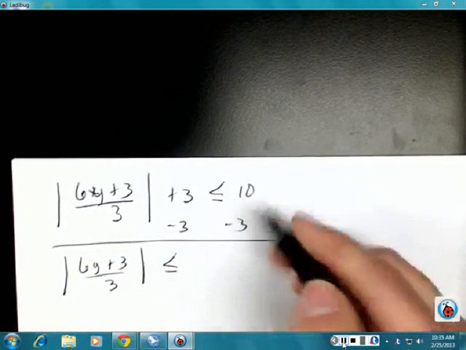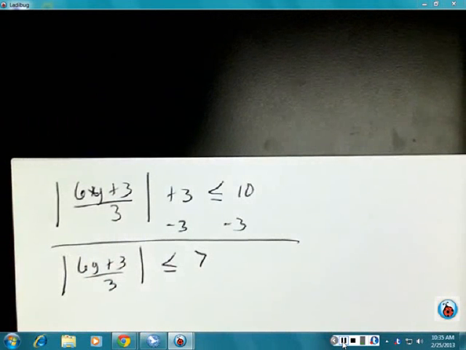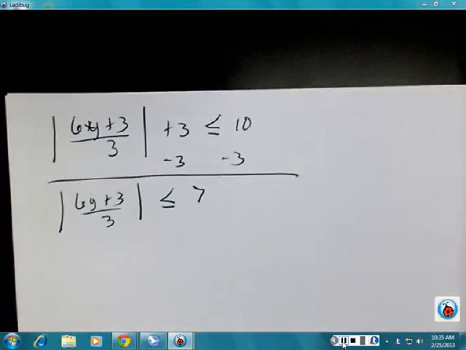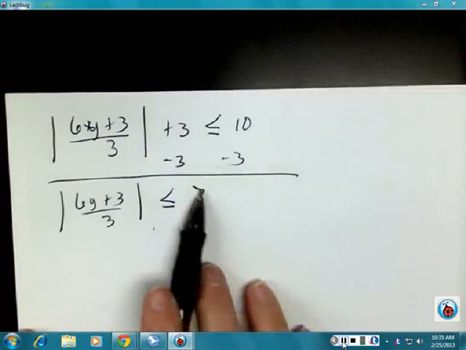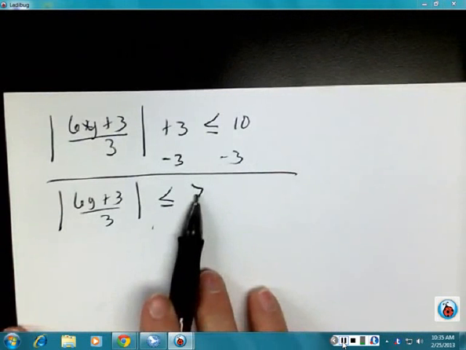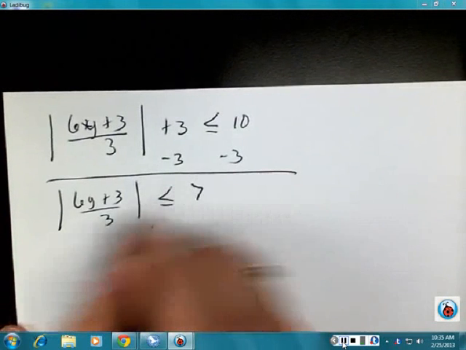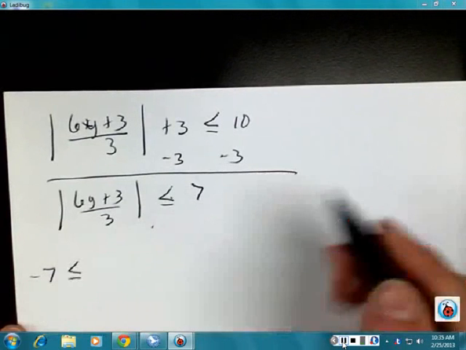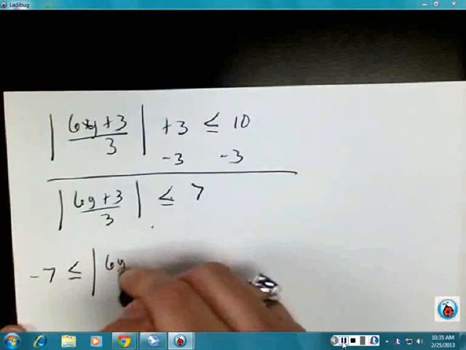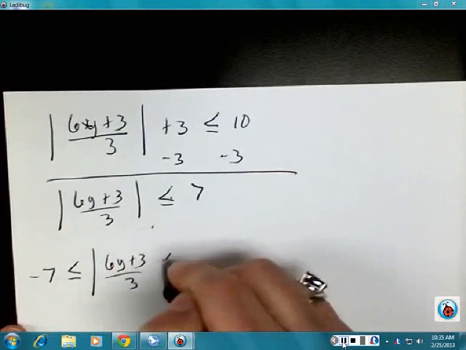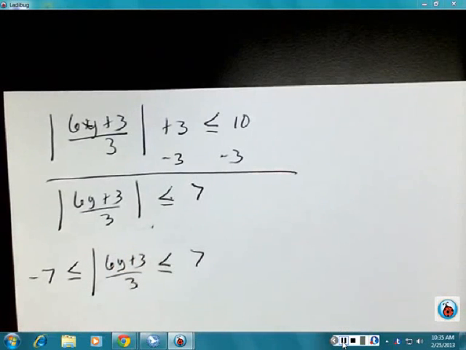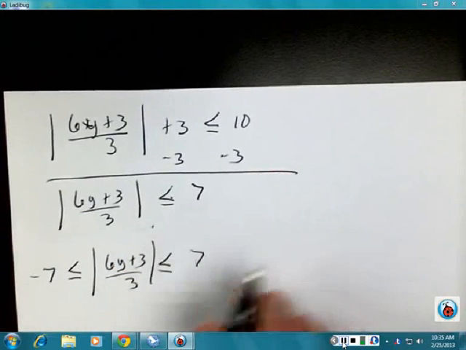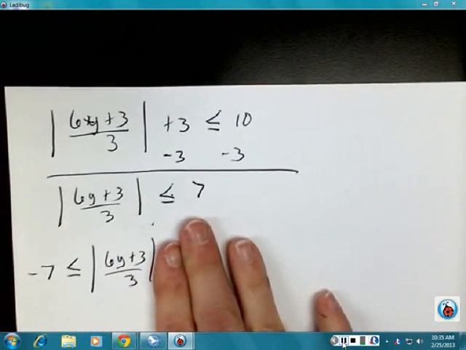Ten minus 3 is 7. Now I need to figure out my two equations. So remember, it could be a positive 7 or it could equal a negative 7. So negative 7, same inequality. Then my two equations, one's this one. We okay with that part?